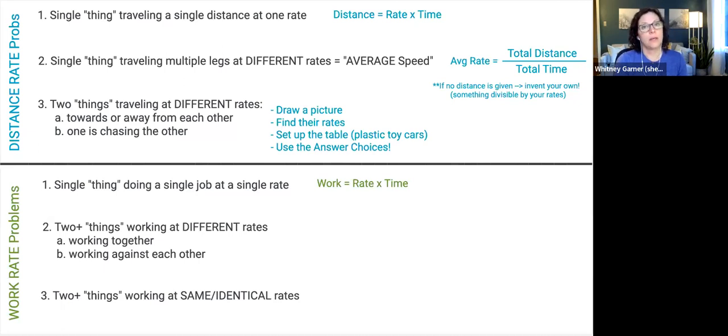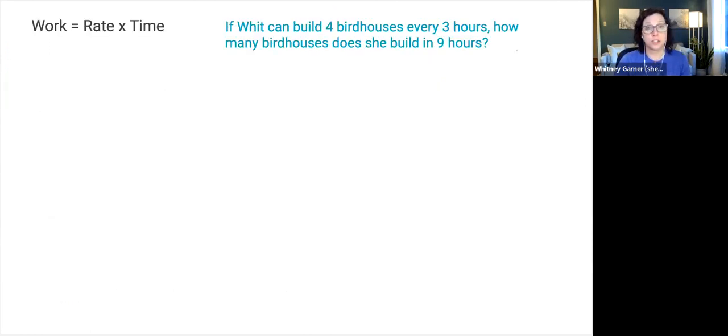a little tiny tweak. So let's start with the fundamental formula for work, just to make sure we're all on the same page. The formula is work equals rate times time. Let's give this problem a shot. If I can build four birdhouses every 3 hours, how many birdhouses can I build in 9 hours? So give this one a shot, and then let me know, type in the chat window, what do you think?